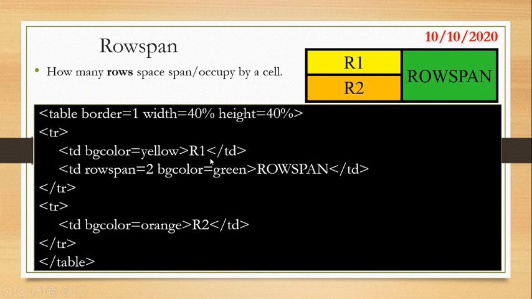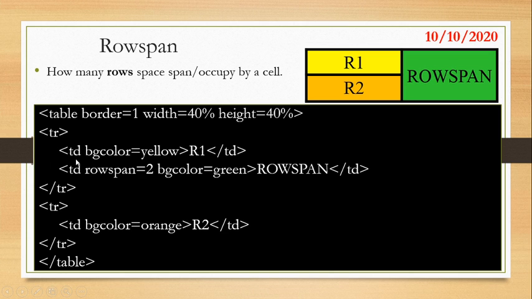Now this is the coding of this table. We will put table, border is equal to 2, and width is equal to 40%, same thing, height is equal to 40%. First we have to create the first row, so you have to write tr, and now we have to create the first cell of the first row.